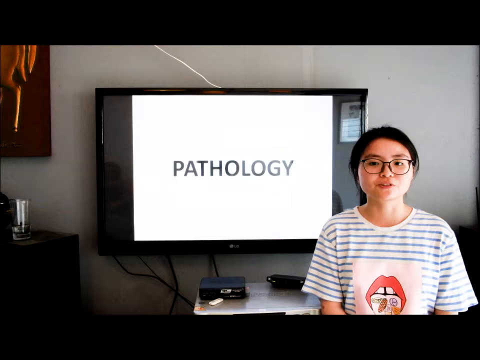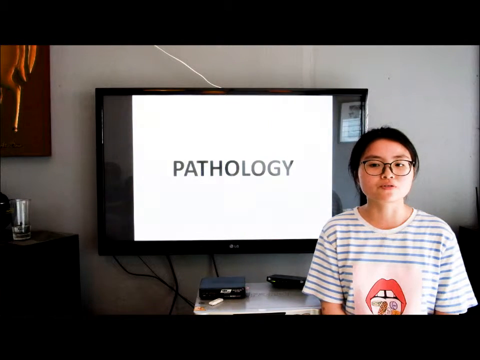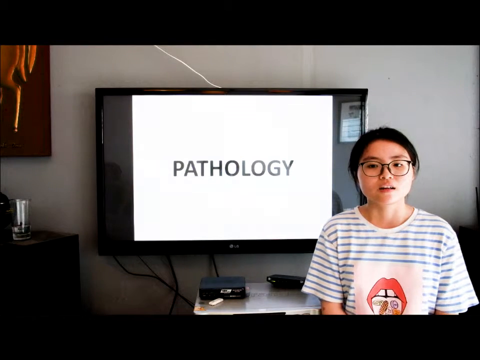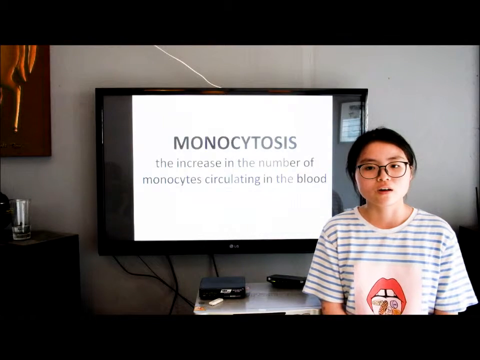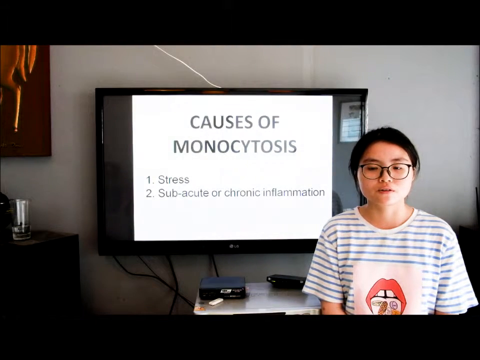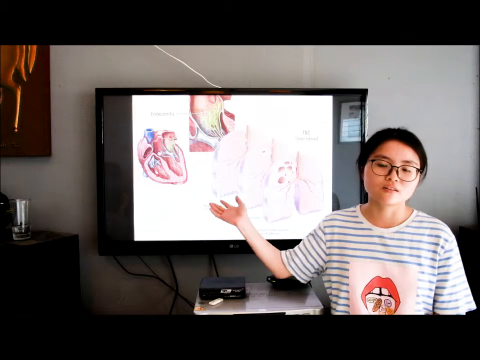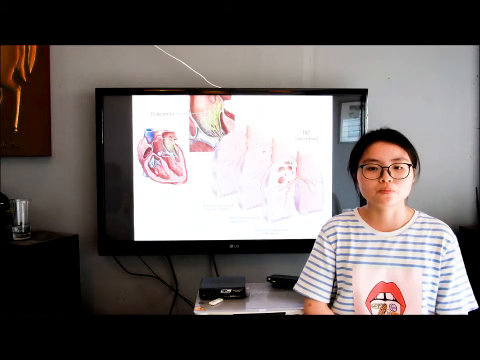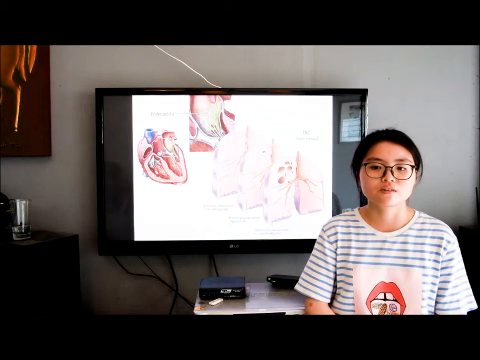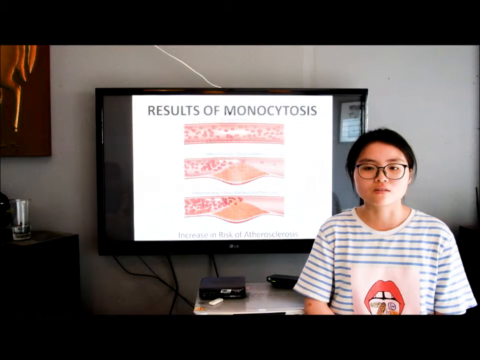Monocytes play critical roles in the maintenance of health. Consequently, the increased production or absence of monocytes results in diseases. The increase in the number of monocytes circulating in the blood is called monocytosis. Monocytosis is associated with stress or with subacute or chronic inflammation in diseases such as endocarditis, which is the inflammation of the endocardium, or tuberculosis, or protozoan infections, and so on. This is the most common cause of monocytosis.